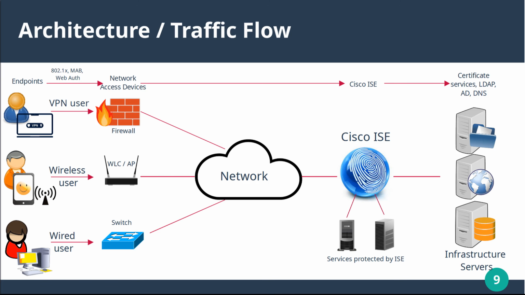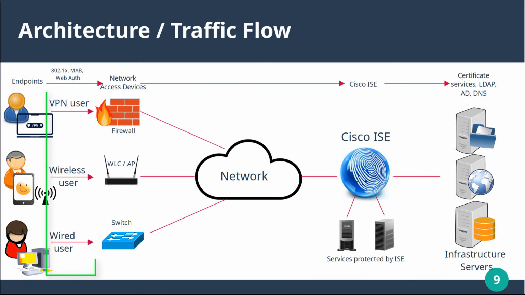Now this diagram illustrates a basic Cisco ISE architecture and workflow for network access control across a network. So starting on the left, we can see endpoints. These are the devices trying to access the network. We can see a tablet via a wireless LAN and a laptop via a wired LAN and a remote laptop via a VPN tunnel.